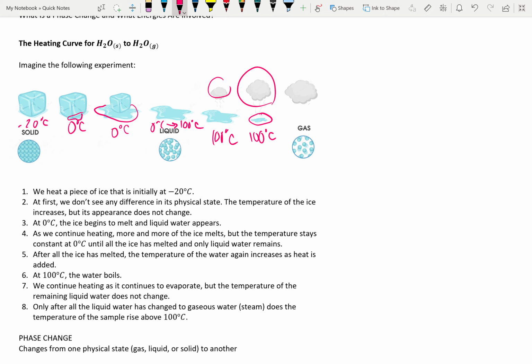Once all of our water is evaporated, so our last and final image here, we have no water left. So at this point, when there's no more water left, we can heat the steam to be above 100 degrees Celsius.